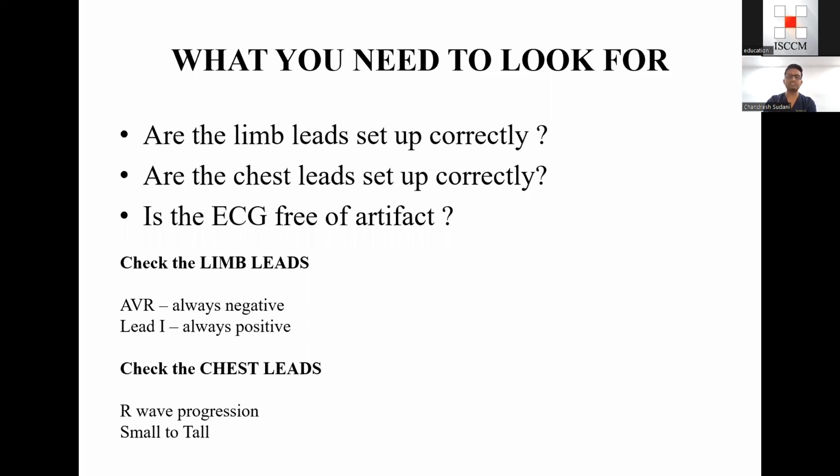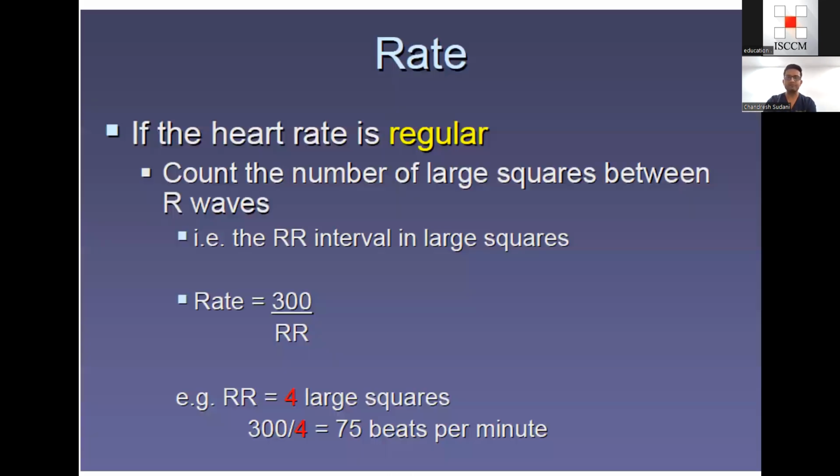And if you want to check the chest leads, always look for the R wave progression. Normally, the R wave will be very small in V1, and as it progresses to V6, the R wave size will go up. So R wave progression is a very important parameter to check whether the chest leads are placed correctly or not.